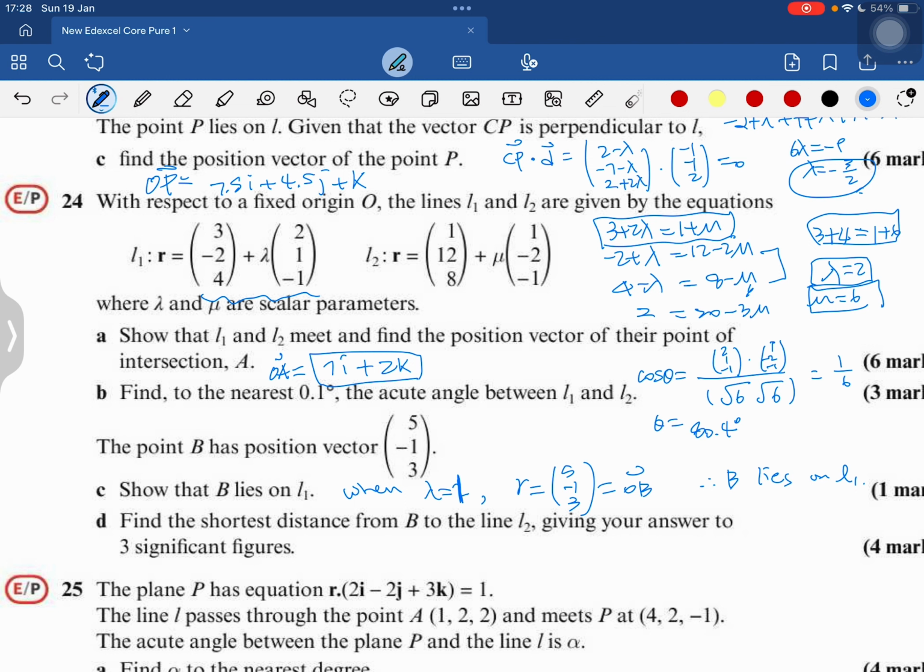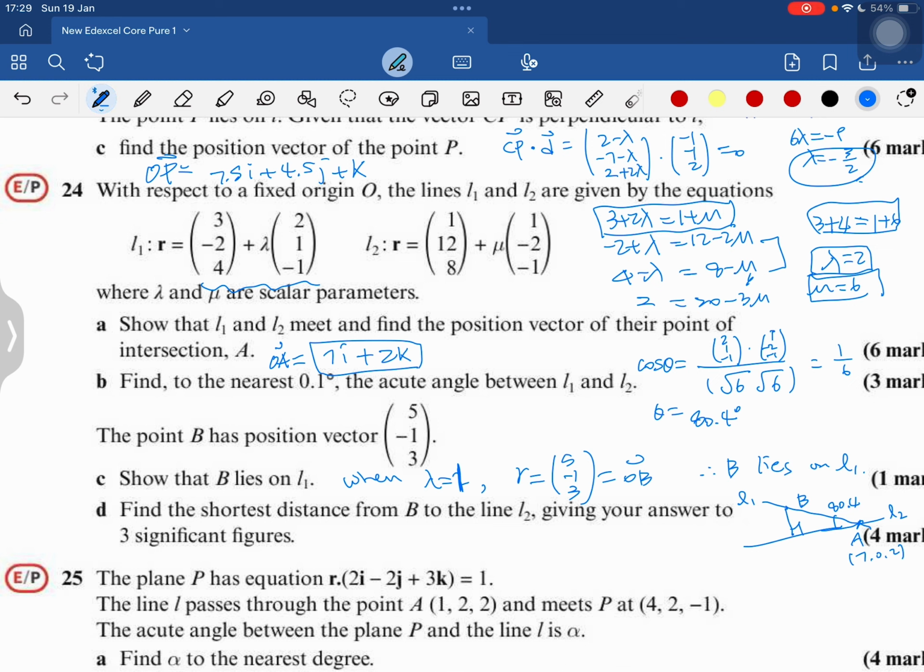Shortest distance from B to L2. So B is here. So they meet like this. This is L1 and this is L2. Now we know the angle between L1 and L2, which is 80.4. And what do we know again? The intersection point here, which is A, 7, 0, 2. Shortest distance from B to L2, like this. Since we know B coordinate is 5, negative 1, 3.